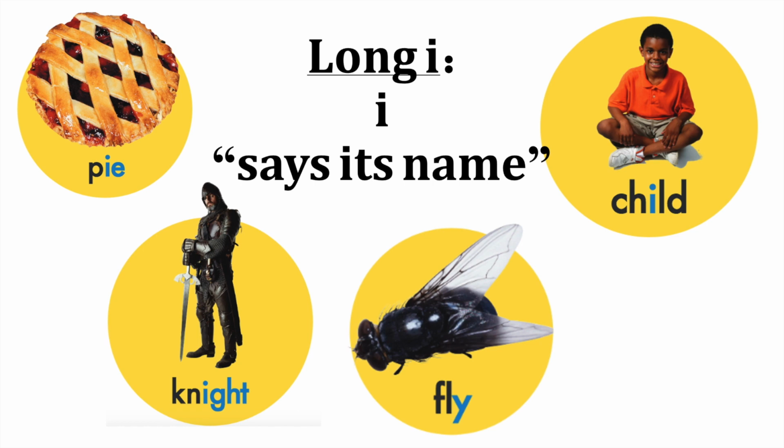Then we see a picture of a fly. Fly has the long I sound at the end of the word. I, fly. Fly has the long I, and it's spelled with Y. We also have the word child. Child has I by itself, and in this case, it makes the long I sound. Child.